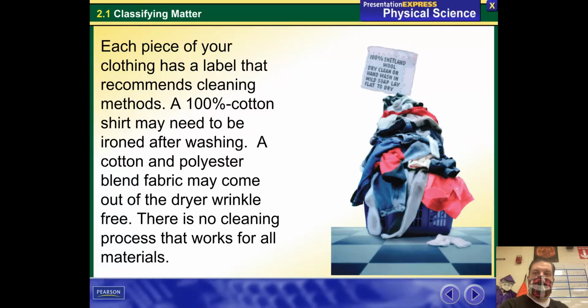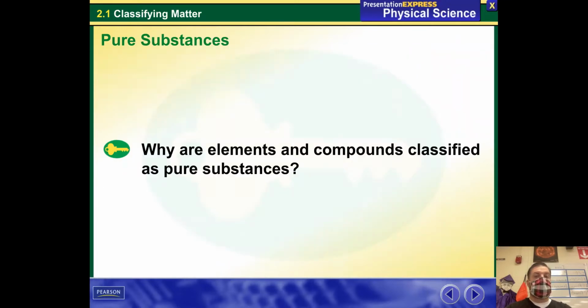All right. So 2.1, we talked about classifying matter. As you did the reading guide, we talked about two ways or two categories that we could classify matter. But I want you to think about each piece of clothing that has a label and it recommends cleaning methods. A 100% cotton shirt may need to be ironed after washing. A cotton polyester blend fabric may come out of the dryer wrinkle-free. There is no cleaning process that works for all materials.